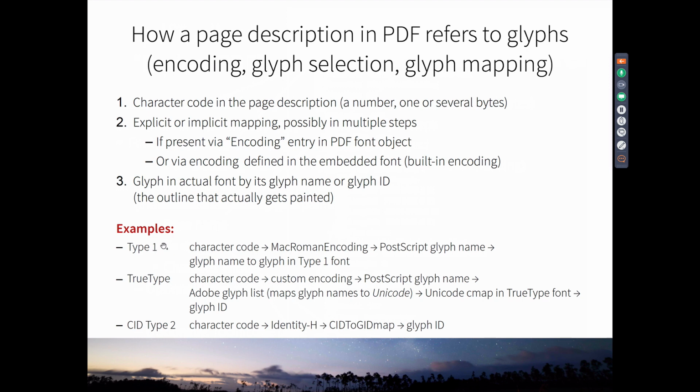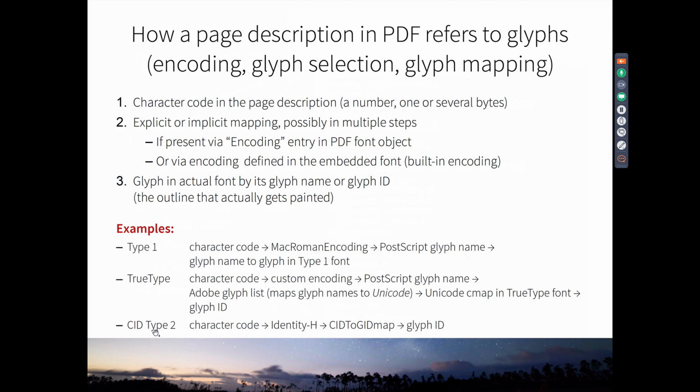For a Type 1 font, this is rather straightforward. We have a character code, and then in the encoding there is MacRoman encoding defined, and we can use the character code in order to translate that into a glyph name. So the encoding table that you can find in various specifications, including the PDF specification, would translate that into a glyph name, let's say capital C. And then in a Type 1 font, you have glyph names. Then you can just look for capital C in your Type 1 font and you're done.